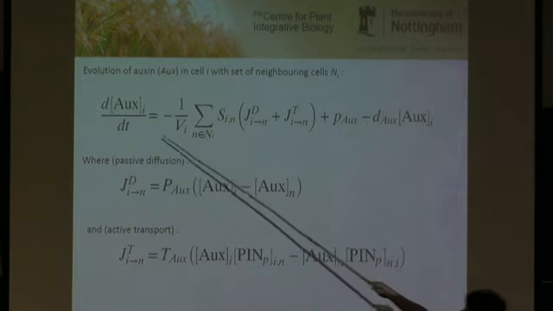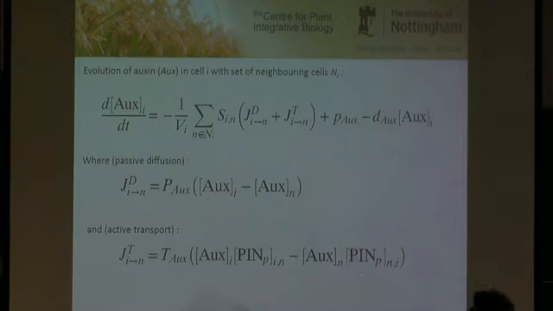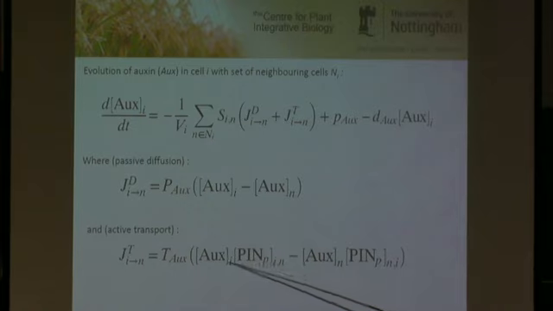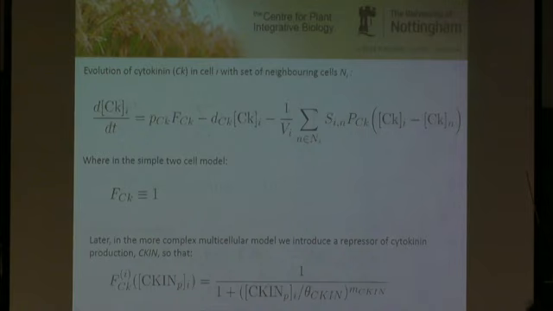So this is the auxin level in cell i. Auxin is transported in and out by two different effects, by diffusion and active transport. So active transport is proportional to the level of PIN carriers. That's one important feedback. It's constitutively expressed and it degrades. Cytokinin, similar, except that there's only passive transport, so there's only the diffusive term there.